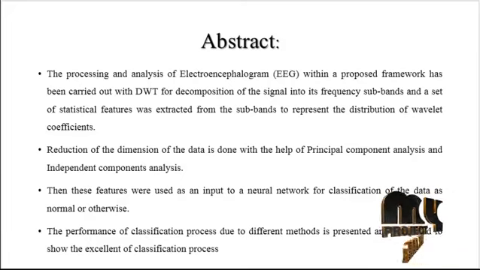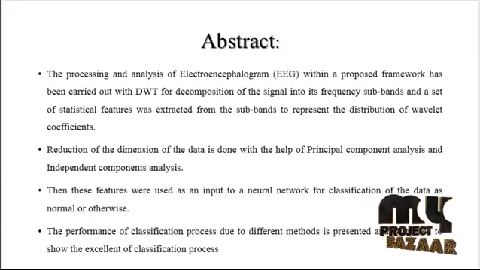Then these features were used as an input of the neural network for classification of the data as normal or abnormal. Hence in this process we are using, other than neural networks, KNN and SVM. The performance of the classification by the different methods is presented and compared to show the excellence of the classification process. We have considered three major steps: feature extraction, classification, as well as optimization. By using these three modules we can justify that our process is efficient, because it is very stable and produces reliable results.